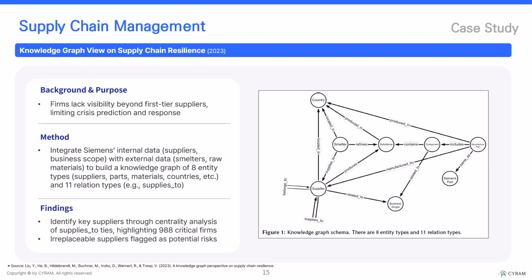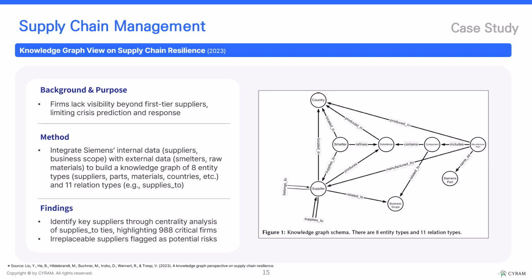To address this, the study integrated the company's internal data, such as first-tier suppliers, business scope, and material usage, with public data on raw materials and countries. From this, they built a knowledge graph with 8 entity types, including suppliers, parts, raw materials, and countries, and 11 relation types, such as supplies, too. On the right, you can see the schema they designed. They then analyzed the network of supply relationships, focusing on centrality to pinpoint critical connectors and potential risks.